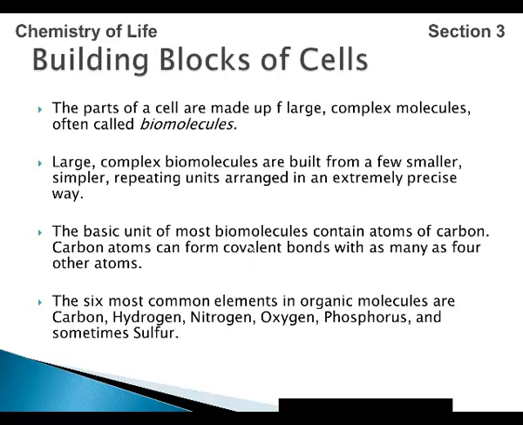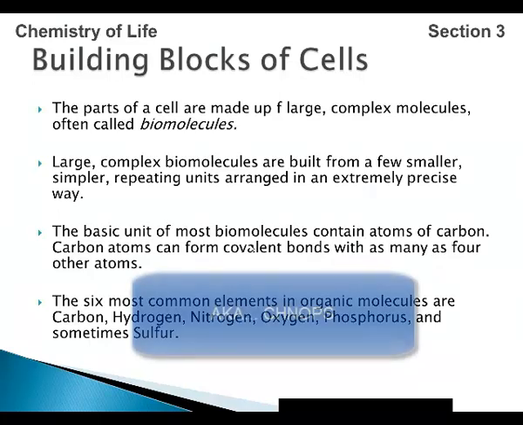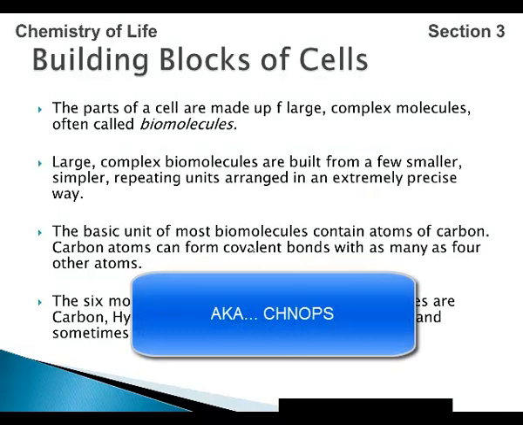So to start, the building blocks of our cells. The parts of the cell are made up of large, complex molecules called biomolecules. Biomolecules are built up from simpler, smaller, repeating units. Biomolecules contain atoms of carbon. And again, they can also contain some of those other elements that we just talked about: carbon, hydrogen, nitrogen, oxygen, phosphorus, and sulfur.